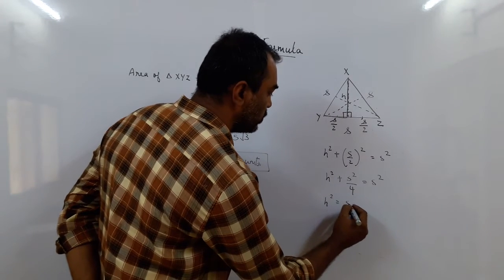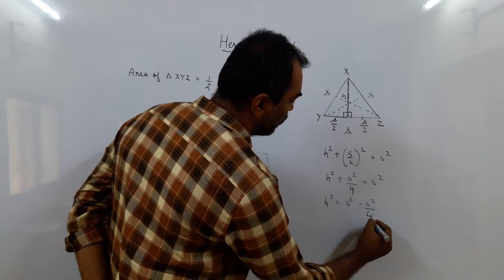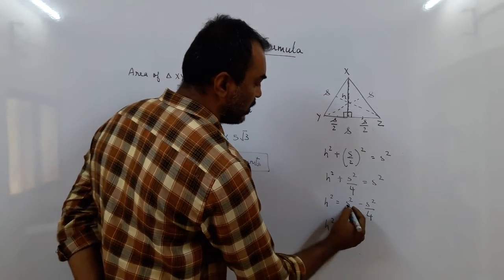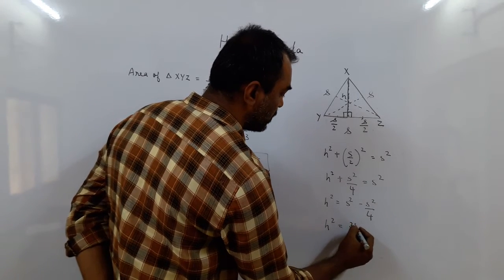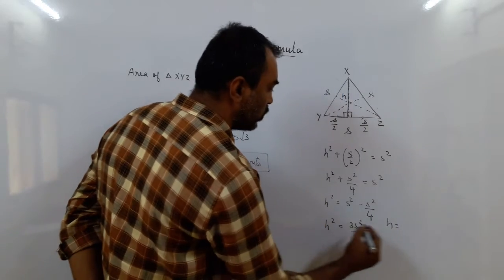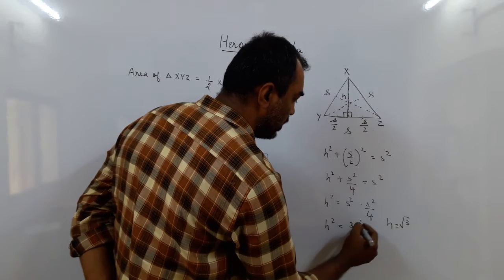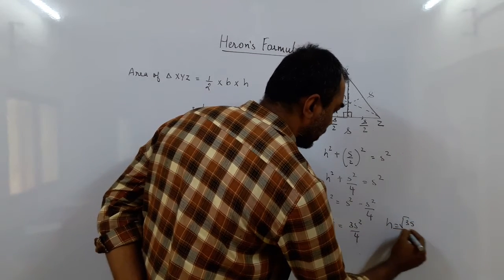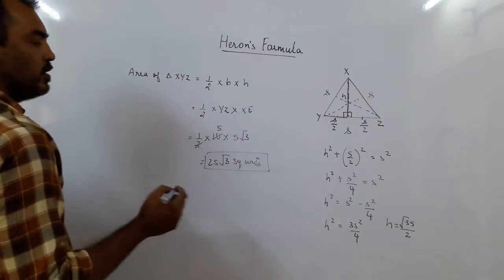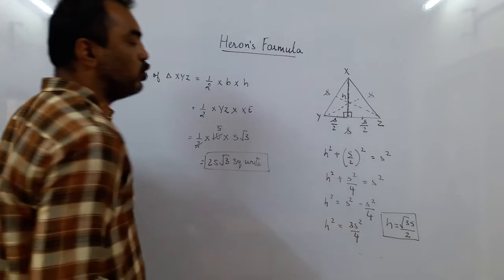So H square equal to S square, take on this side, minus S square upon 4. Then comes the LCM. So 4 into S square is 4S square minus S square is 3S square upon 4. So H is equal to, taking square root on both sides, root 3 is root 3, of S square is S and of 4 is 2. So first thing we got is what? Remember, the altitude of an equilateral triangle is root 3 S by 2.